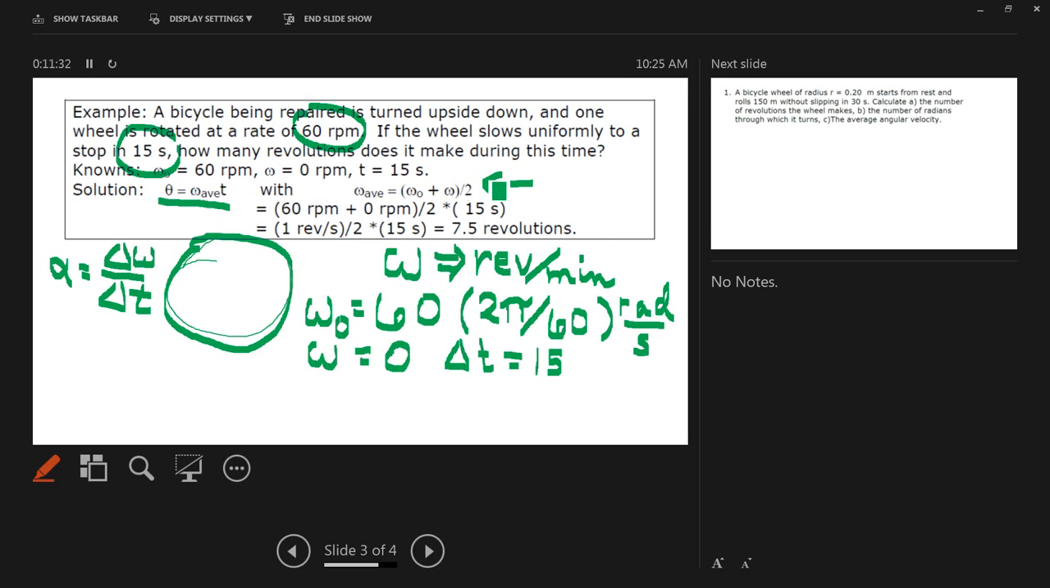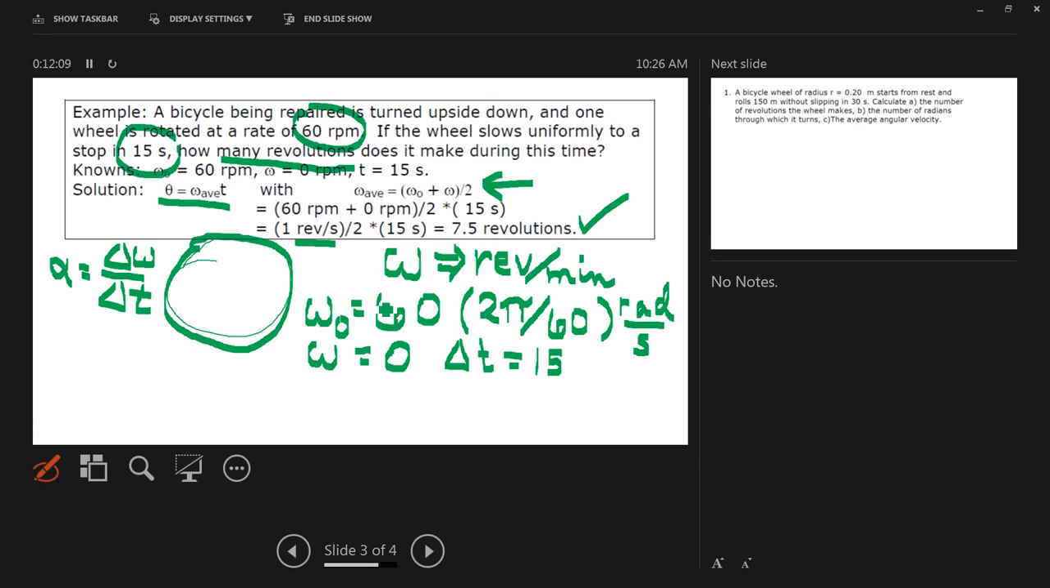Now you notice in the problem example up here, I didn't convert the velocity from revolutions per minute because we were asking for how many revolutions does the wheel make during this 15 seconds. We did have to convert the minutes to seconds. That gave us 1 revolution per second. But let's take a look at what this would look like if we did simply do everything in radians per second.